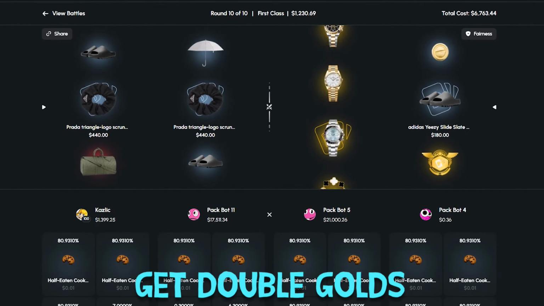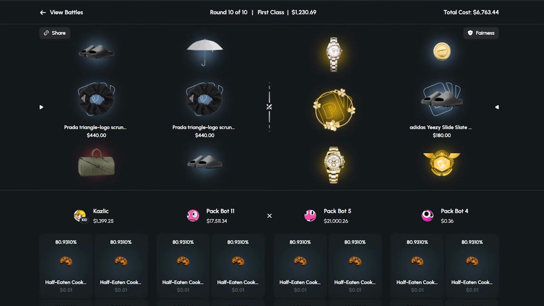How does Packbot 5 get double golds like that? This is going to be insane. I don't even want to know the price.